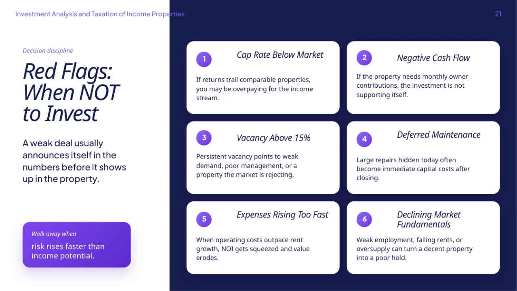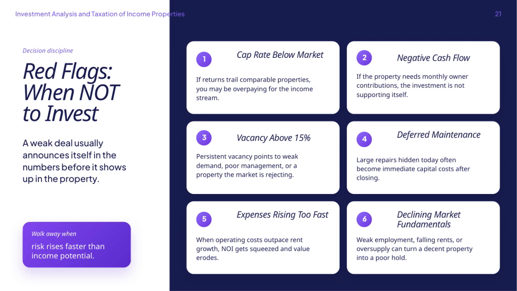Watch out for vacancy rates above 15%. Persistent vacancies usually mean there's weak demand, poor property management, or the market simply doesn't want that property. Deferred maintenance is also a major concern because costly repairs often emerge after closing, turning what looked like a good deal into a financial burden.